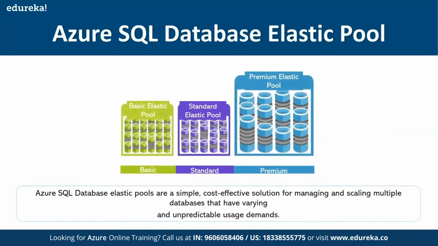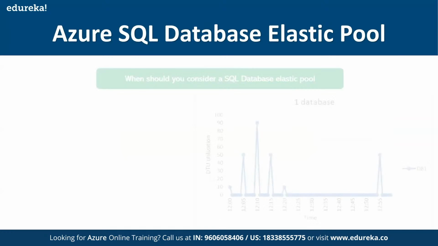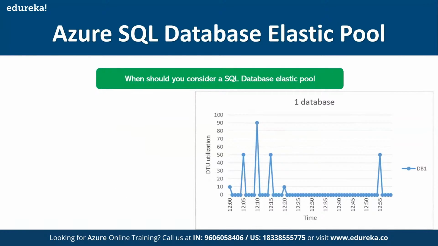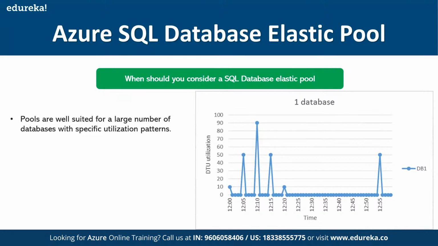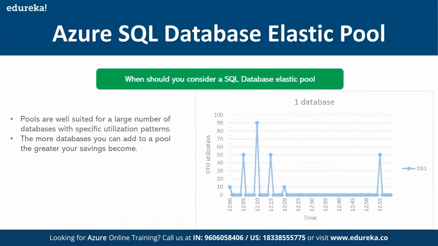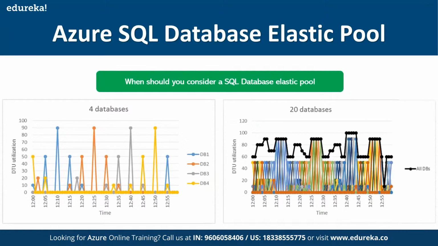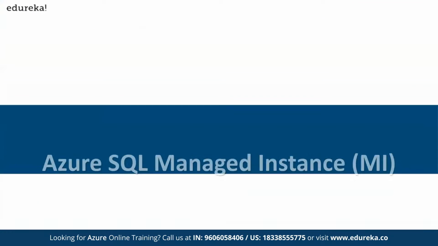Now, talking about Azure SQL Database Elastic Pool, guys. Azure SQL Database Elastic Pools are a simple, cost-effective solution for managing and scaling multiple databases with varying and unpredictable usage demands. When should you consider an Elastic Pool instead of a single database? As you can see in the screenshot, when utilization becomes high, for example beyond 90%, you need an Elastic Pool. The same thing is explained on the left: if I have 4 databases, you see the spikes, but with 20 databases, my utilization is low and I can manage and customize it as per my requirement.